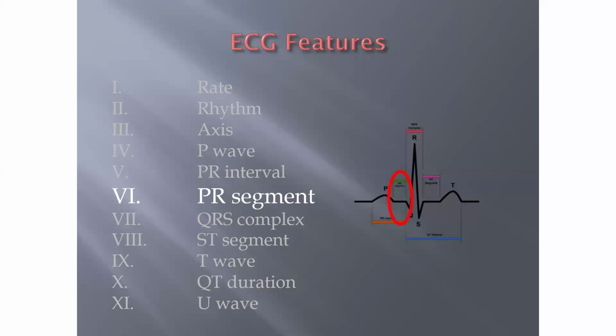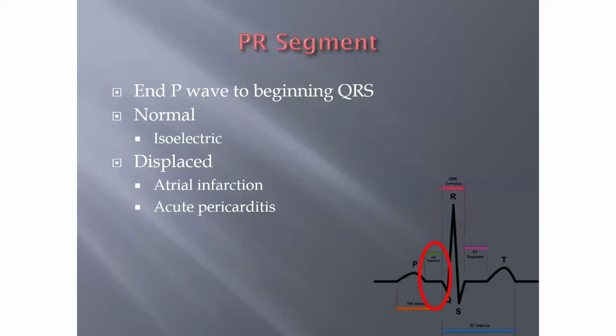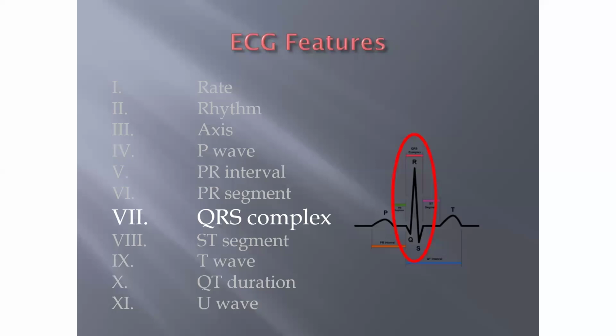Good. From there, let's look at the PR segment. PR segment basically means a line between two waves. So between the P and the QRS, there is that PR segment. So it's the end of P wave to the beginning of QRS. It is normal, which is isoelectric. It is displaced when you have an infarction in the atria or when you have acute pericarditis. So we have looked at the rate, rhythm, axis, P wave, PR interval, PR segment.